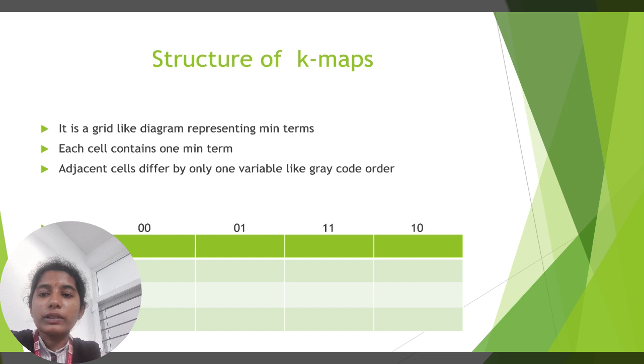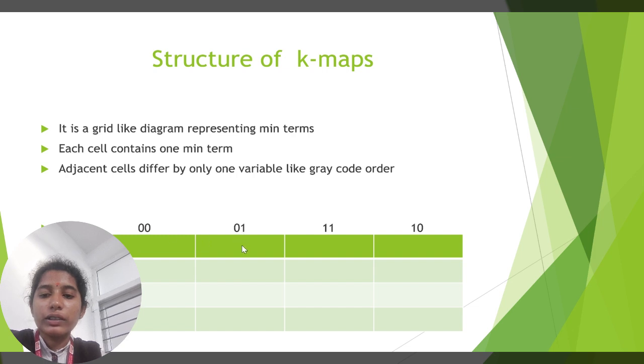Structure of K-maps. It is a grid-like diagram representing minterms. Each cell contains one minterm. Adjacent cells differ by only one variable, like Gray code order. The first cell represents the 00 value, it means it is the 0th cell.